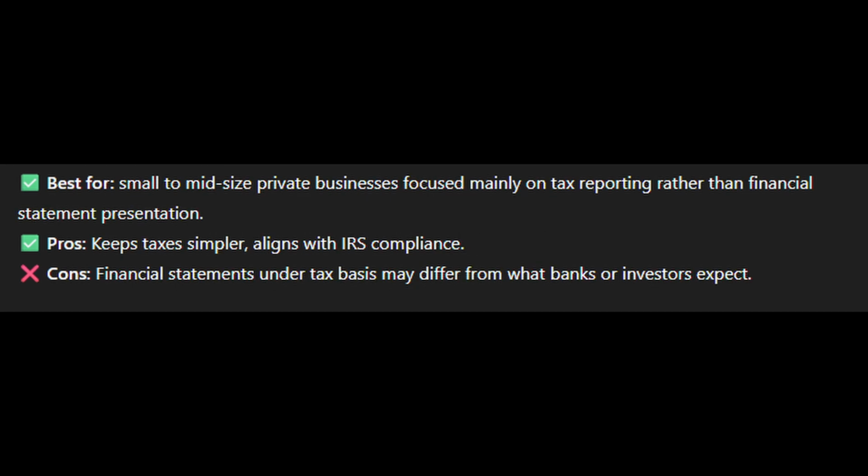Finally, we have tax basis accounting. Tax basis is often a hybrid between cash and accrual. It follows IRS tax rules, not GAAP rules. For example, you might use cash basis for income and expenses, but you still need accrual adjustments for things like depreciation, inventory, or accounts receivable.